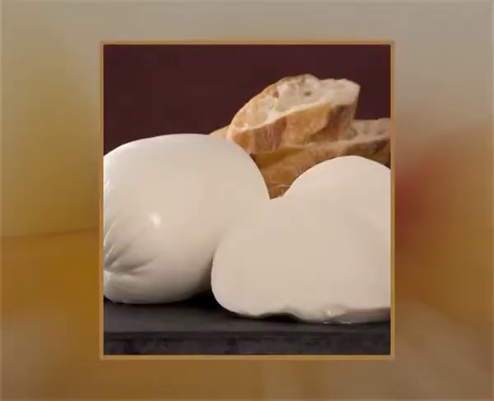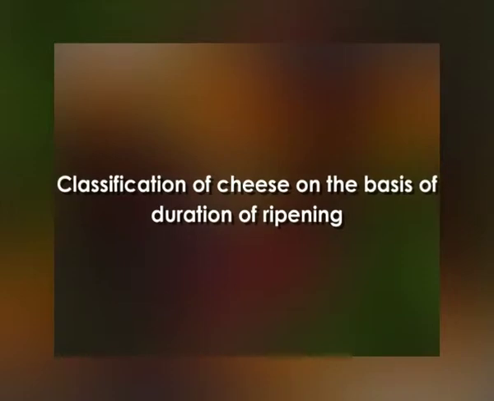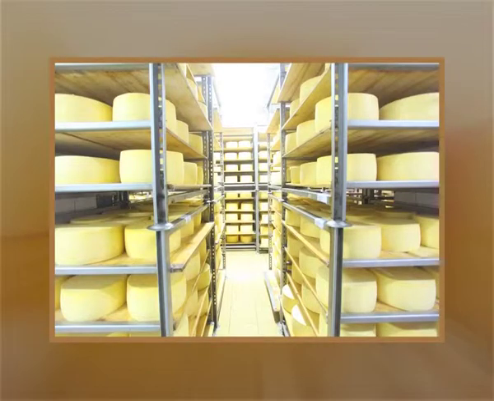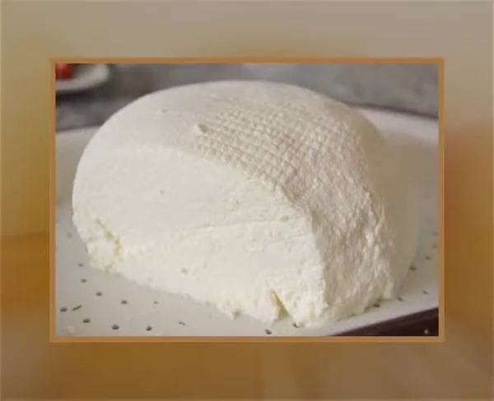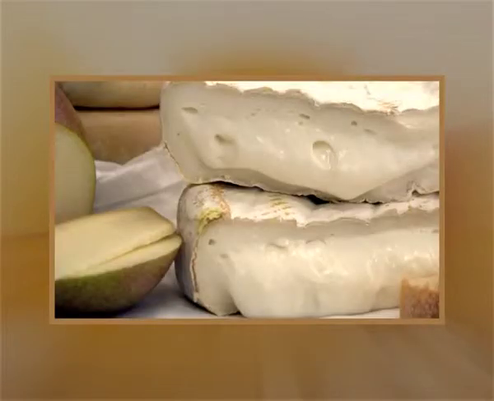Uncured or unripened cheeses. Unripened cheeses are not aged using different bacterial cultures. They are used immediately after processing. Examples are mozzarella cheese and cottage cheese. Now, classification on the basis of duration of ripening. Most of the cheeses are ripened under controlled temperature and humidity. However, each of the type has its distinguished duration of ripening, and on that basis, cheeses are classified as fresh cheese, short ripened cheese, medium ripened cheese, and long ripened cheeses.